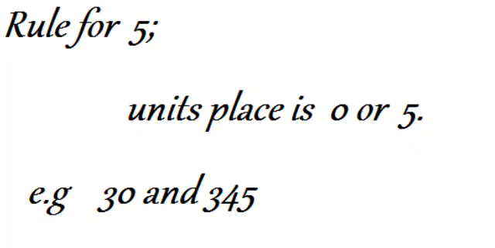Rule for 5: the unit place is 0 or 5. It means the last digit of the number should be 0 or 5. For example, 30 and 345. The last digit of 30 is 0 and the last digit of the other number, 345, is 5. So both numbers are divisible by 5.